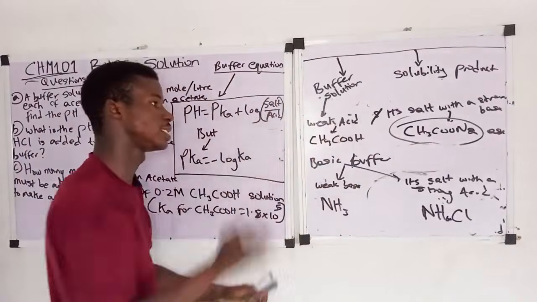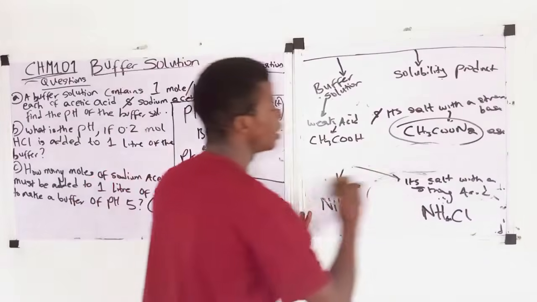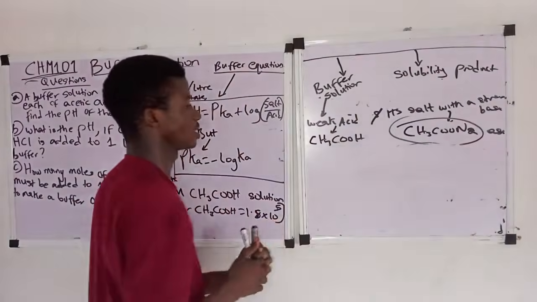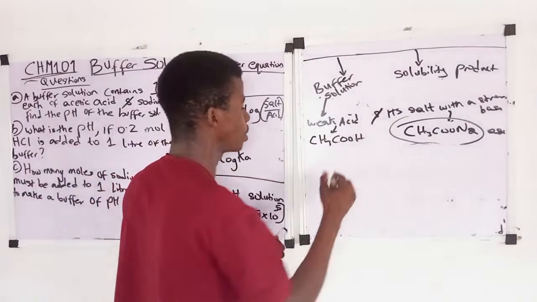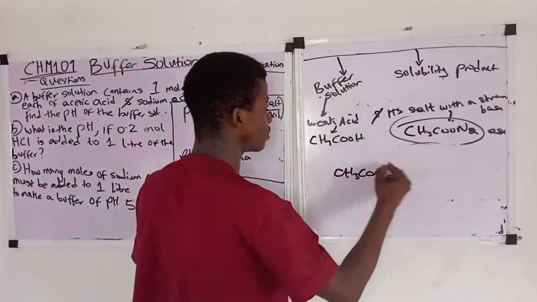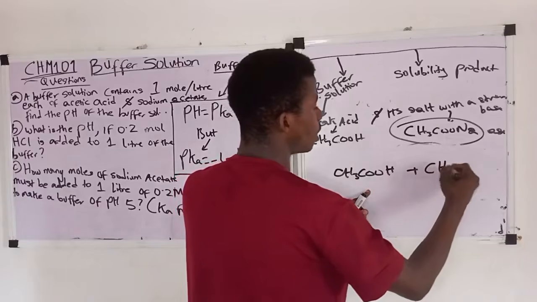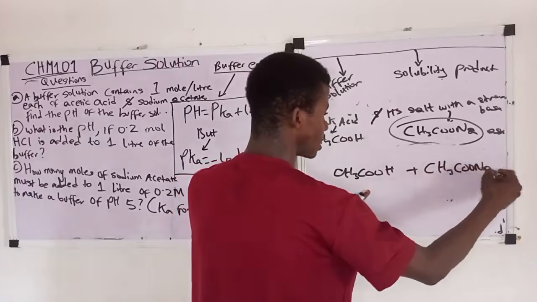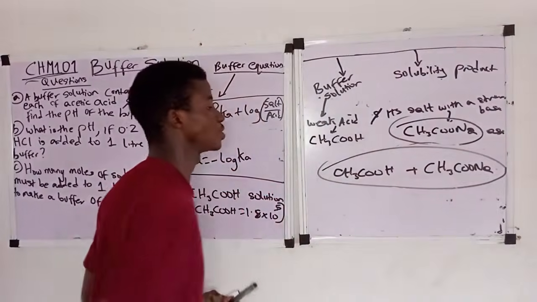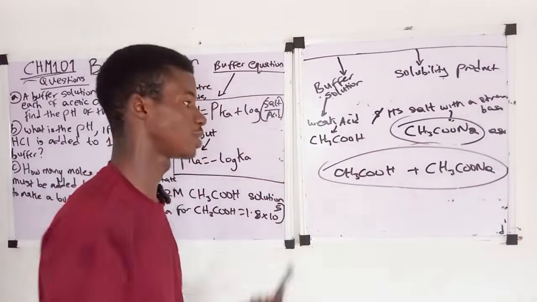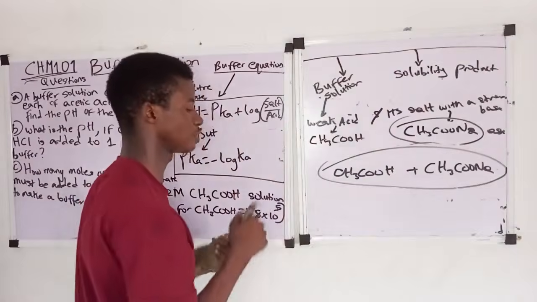Let's use an acidic buffer solution as an example. Specifically, these two components. Remember, an acidic buffer solution is made up of a weak acid and its salt, right? Now, how does the buffer solution work? Let's use an acidic buffer solution for example.